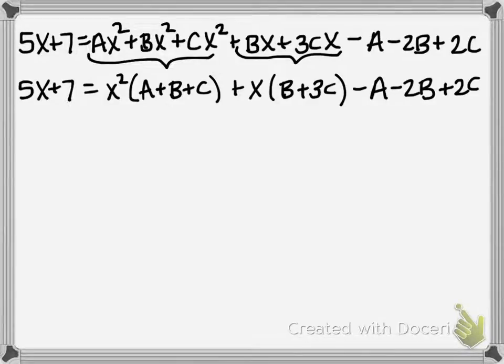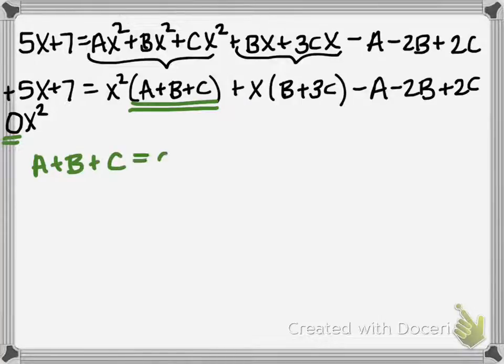So on the right-hand side we have an x squared term, but on the left-hand side we don't. So you can imagine it's as if we had an x squared term, but it was 0x squared plus 5x plus 7. And that may help you, writing out the 0x squared, so that you can see that 0 is the coefficient of x squared, and on the right-hand side the coefficient of x squared is a plus b plus c. So this gives us our first equation: a plus b plus c must equal 0.